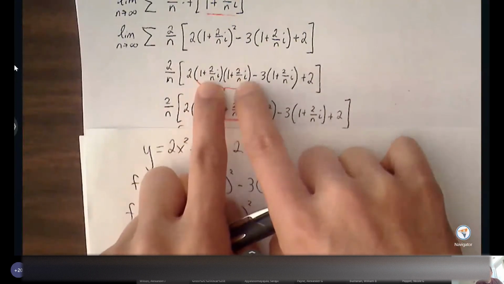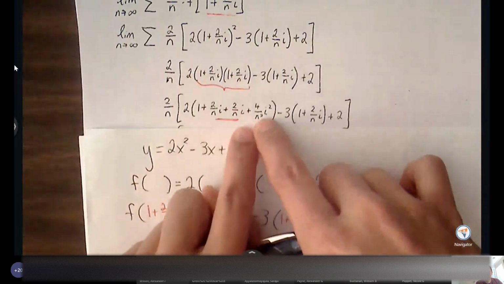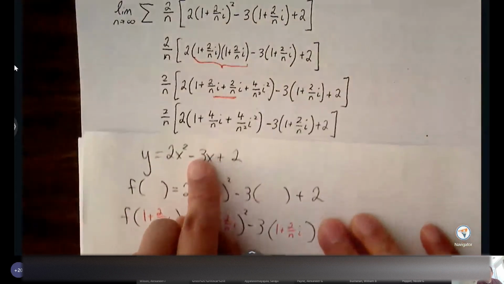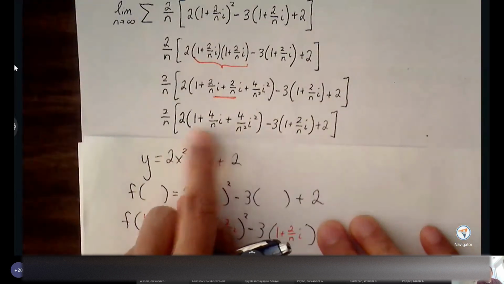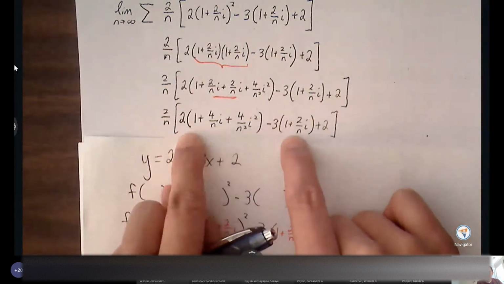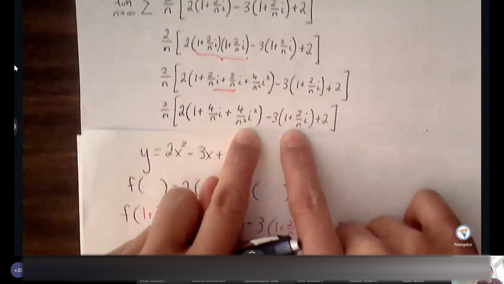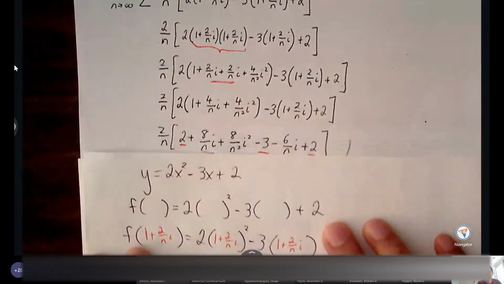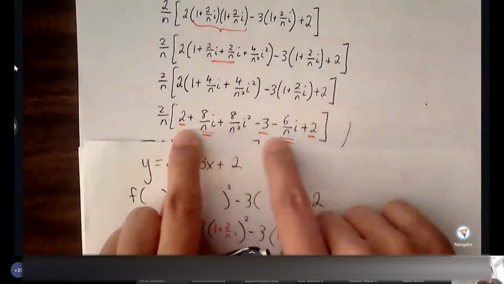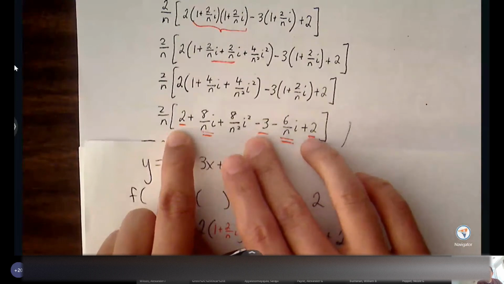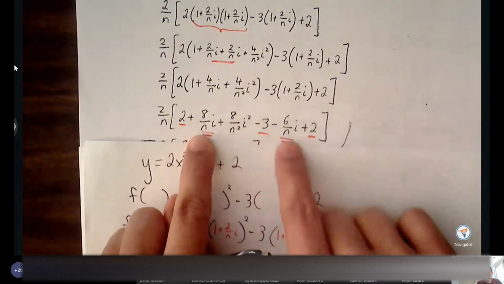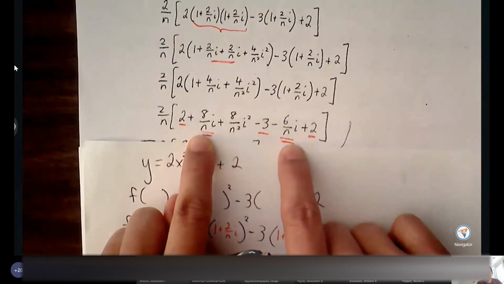So 1 plus 2 over N times i plus 2 over N times i plus 4 over N squared times i squared. Combine some like terms in the middle. Then I'm going to start distributing the 2 and -3 through. I can resolve some of these internal parentheses, and as I do, there may be some like terms that I can put together. So the 2, the -3, and 2 can combine to be 1. The 8 over N times i minus 6 over N times i can combine to be 2 over N times i.